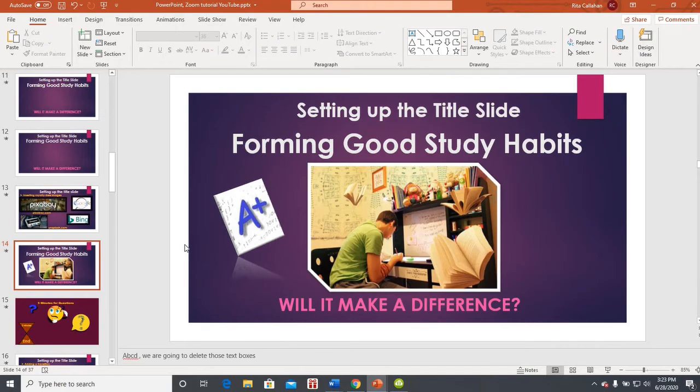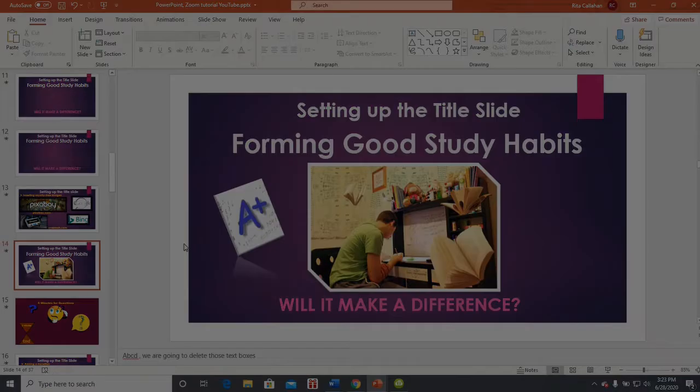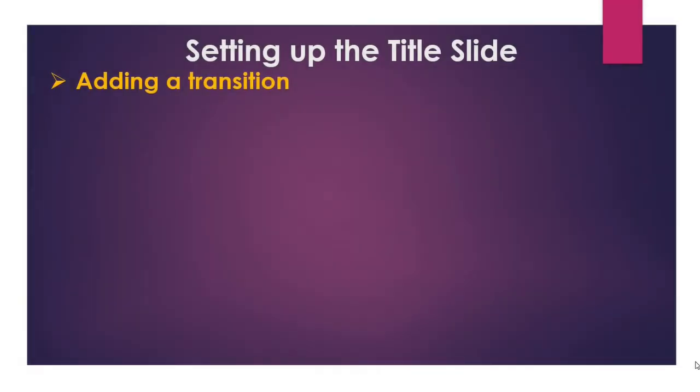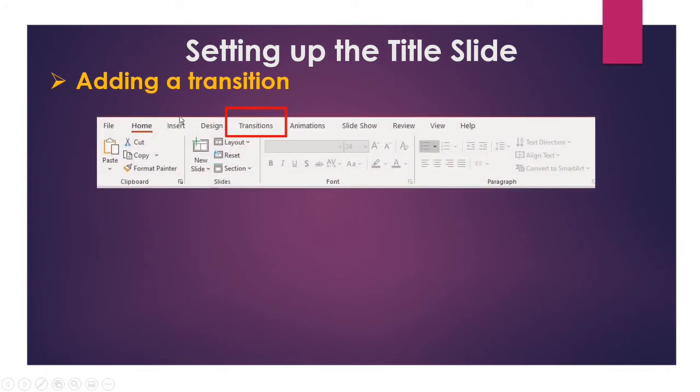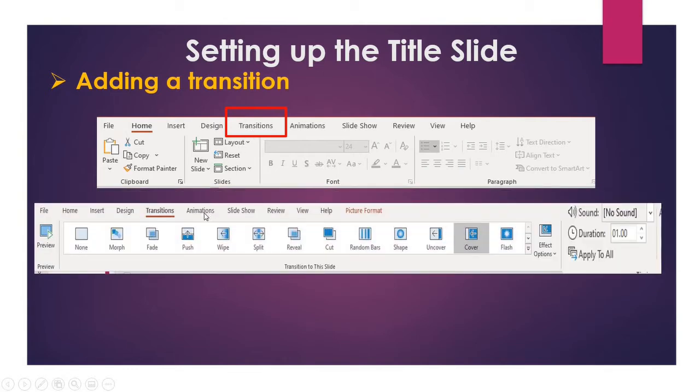Okay, so now you know how to insert your images. Are you having fun yet? I hope so. Now it's time to add a transition to your title slide. Looking at the ribbon, you need to click on the word transitions. After you do so, you will see a variation of transitions to choose from. You can also see more by clicking this drop-down button.